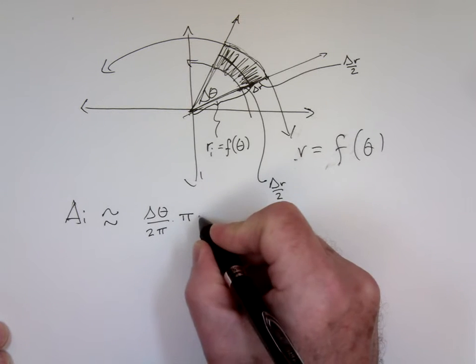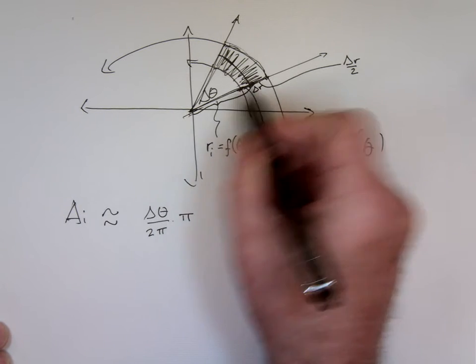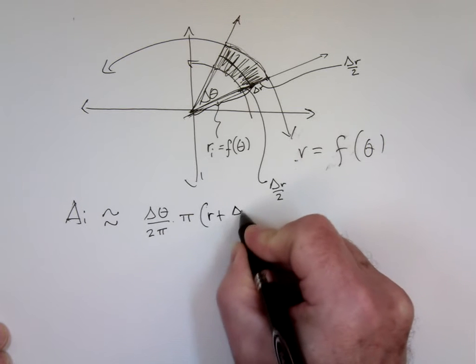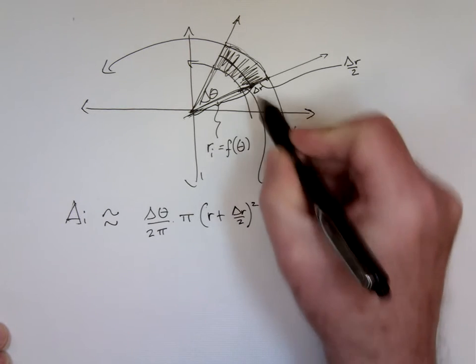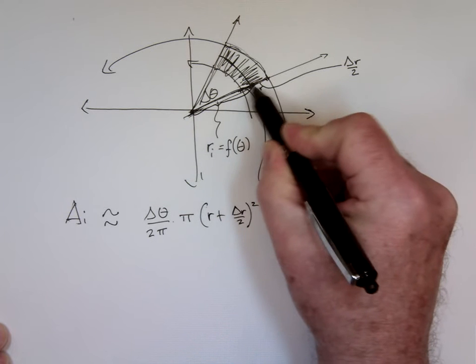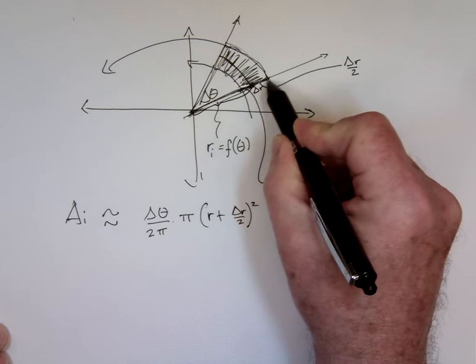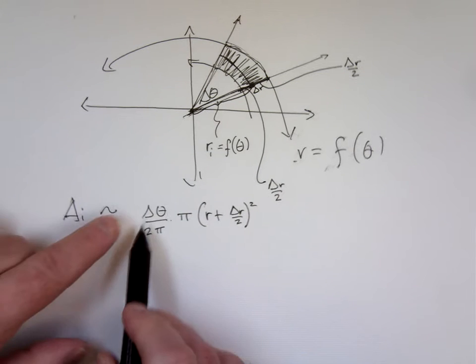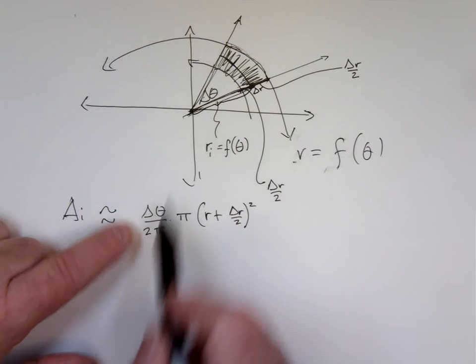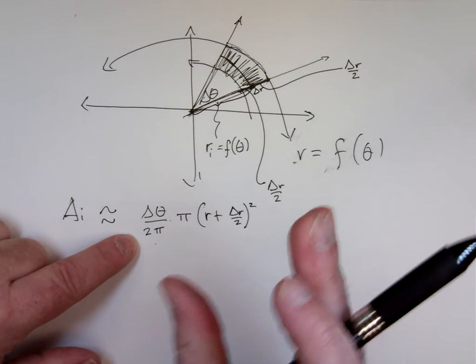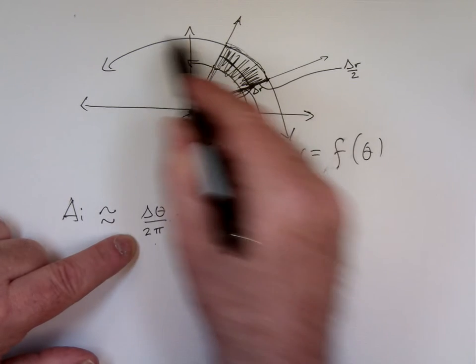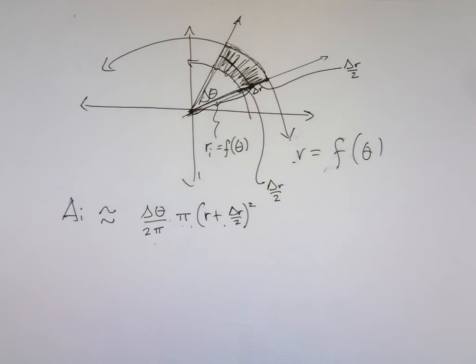Now, what's r in our case here? It's r plus delta r over 2, squared. The function r is going out to the middle, and then I have this additional amount to get to the end for the outside sector. So we have delta theta, our central angle, over 2 pi, the fractional part of the circle, times pi r squared, the area of that whole circle, having that outside arc. Doing the outside part. All right, is that reasonable there?